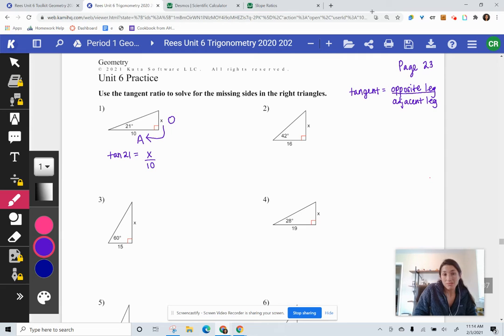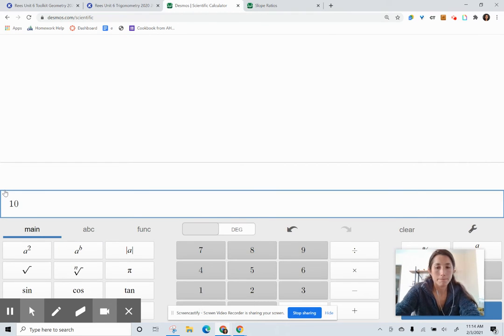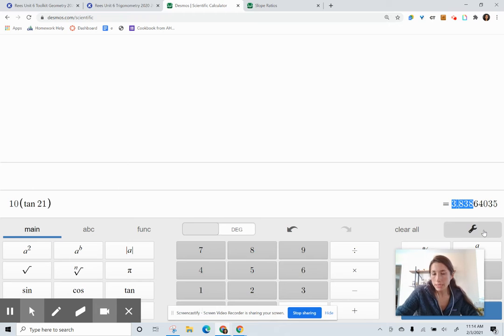Now from here, if we're solving for x, we could do x multiplied to its cross product 1, and then 10 multiplied to tangent of 21. This is what we call our exact answer, our exact solution. And then our approximation for that would be what we get when we put this into a calculator. So 10 times the tangent of 21. Just open up that Desmos Scientific, and we've got about 3.838. 838 will round to 839.